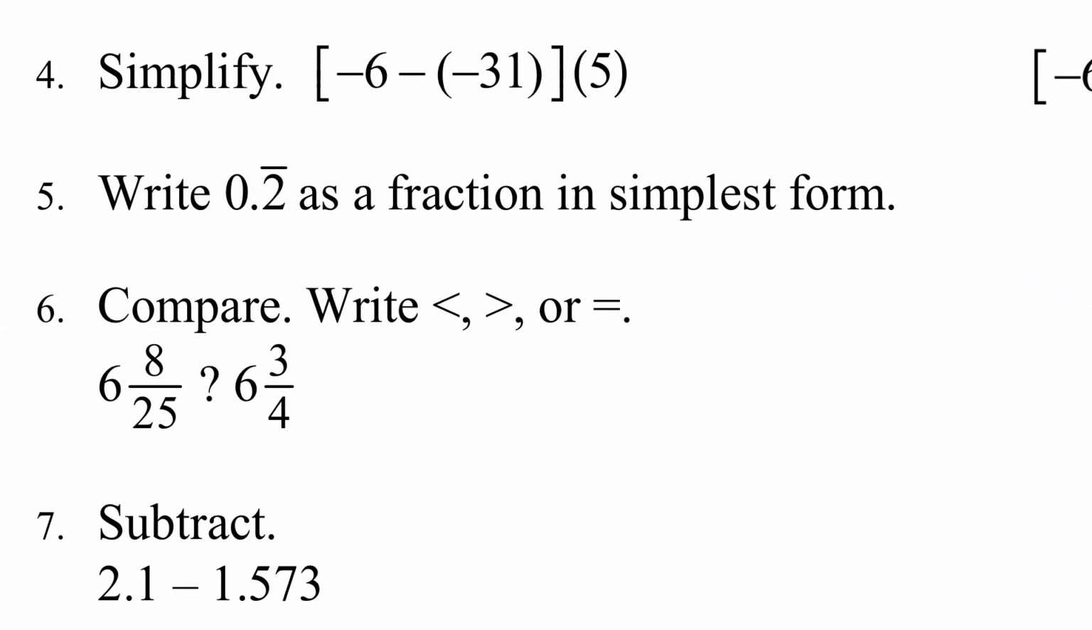And number 5, 0.2 written as a fraction. So 0.2 with a bar over it. That means it's 0.222 dot dot dot. Well, let me show you something. First off, I'll just tell you the answer. It's 2/9. 2/9. And take a look at this.